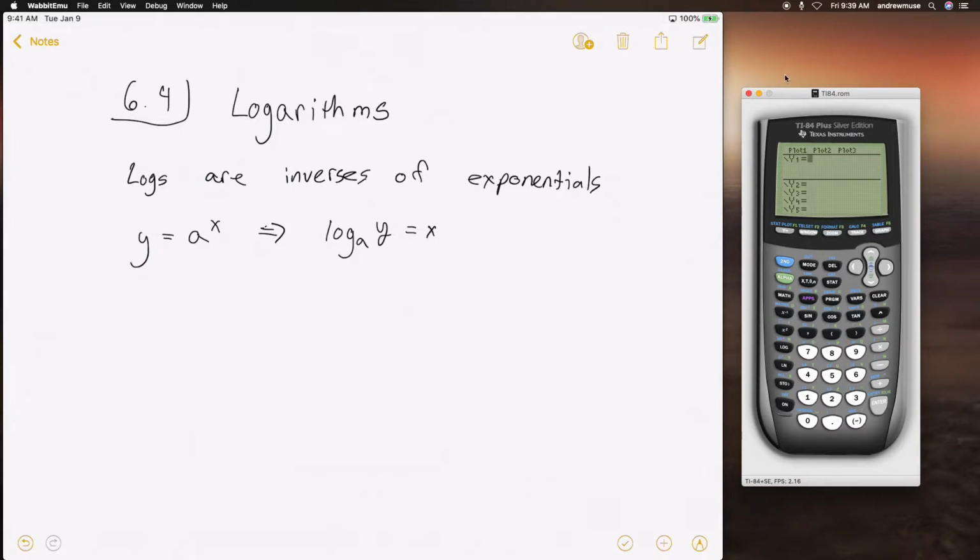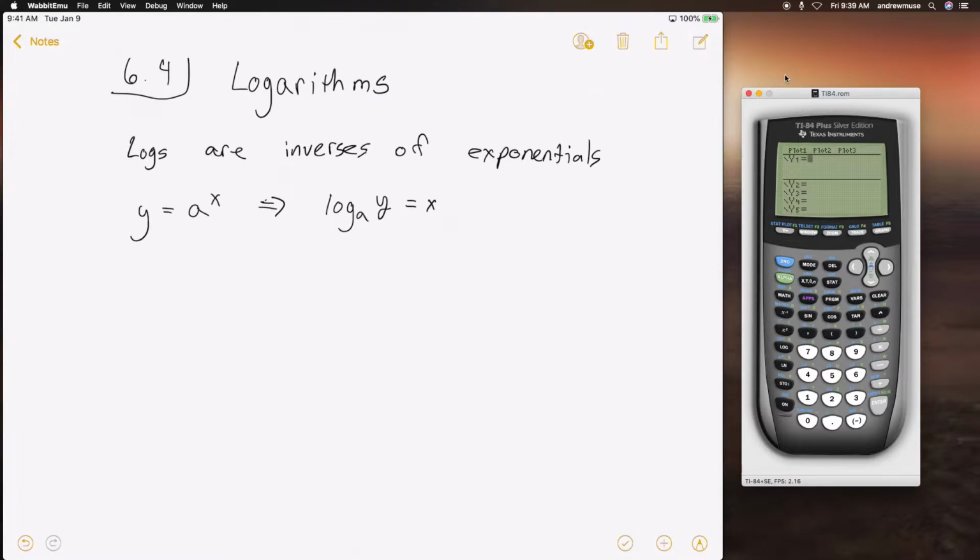Let's get familiar with this conversion. Let's take some exponential forms that we know and convert them to log form. Here's an exponential. We convert it to log. It's log base 2 of 8 equals the exponent 3. Here's another one. 5 squared equals 25. That's log base 5 of 25 equals 2.